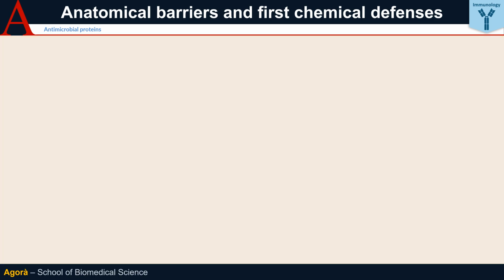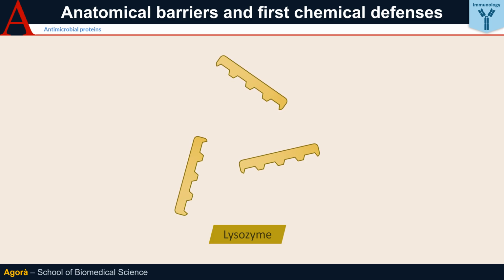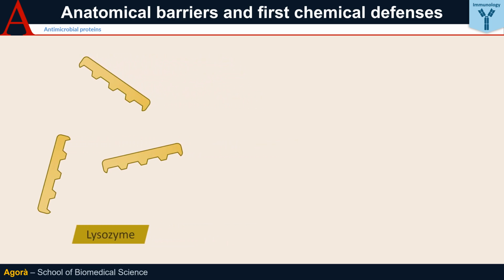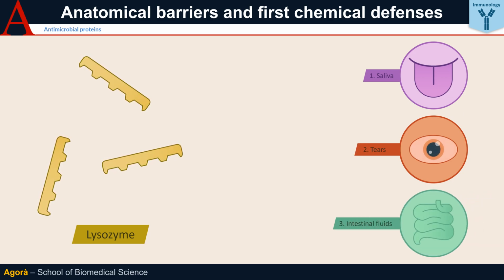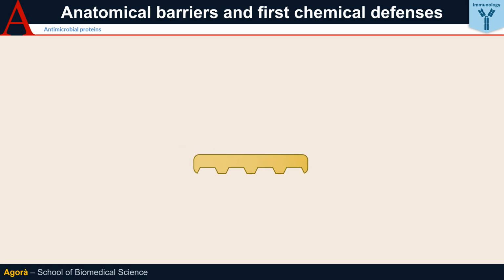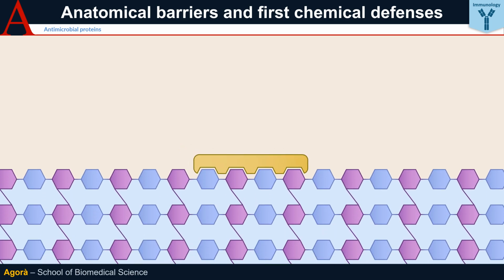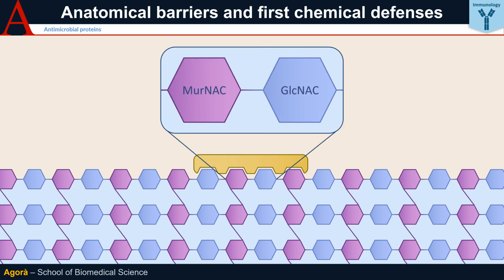One of the most important enzymes is lysozyme, found in saliva, tears, and internal fluids, where it is secreted by Paneth cells. Lysozyme binds to peptidoglycan, a structural component of bacterial walls, breaking the bond between N-acetylglucosamine, GlcNAc, and N-acetylmuramic acid, MurNAc, two monosaccharides that alternate to form the peptidoglycan chain.